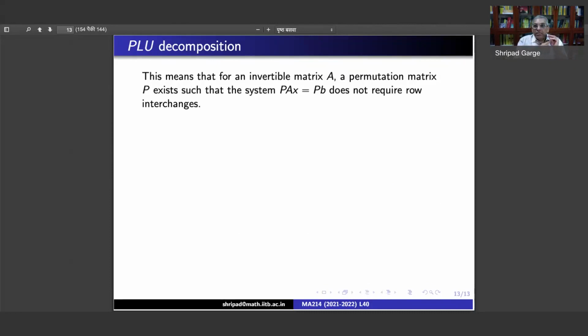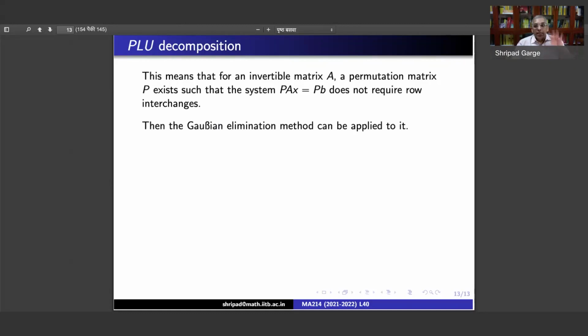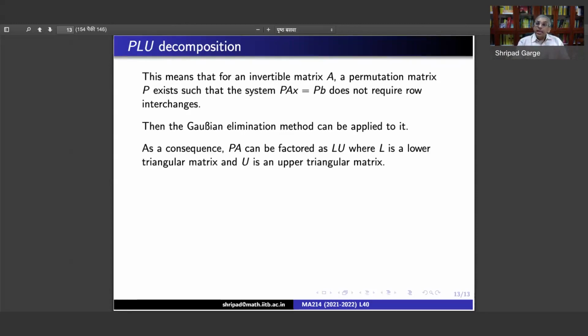And if your A was invertible, P is invertible, so P into A is invertible. Therefore, this matrix PA will have an LU decomposition. So the Gaussian elimination method can be applied to PAX equal to PB. As a consequence, PA has an LU factorization, and therefore A can be written as P inverse LU. You call that P inverse as P prime, but it is a permutation matrix. The P in the PLU decomposition, which is in the title of the slide, stands for a permutation matrix. It doesn't have to be that particular matrix P.